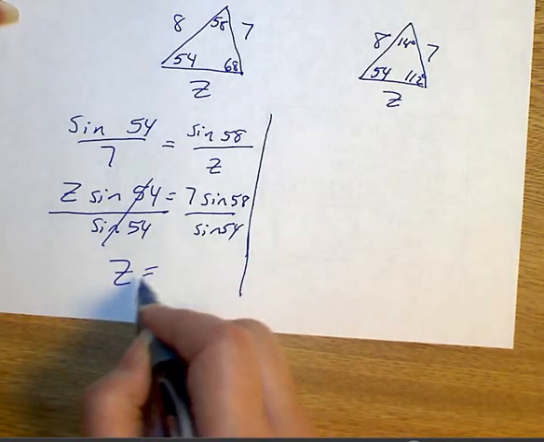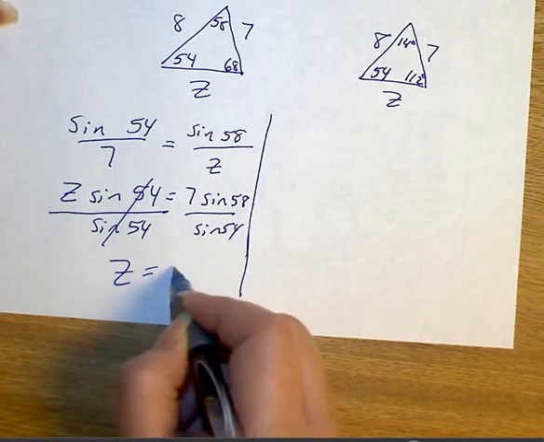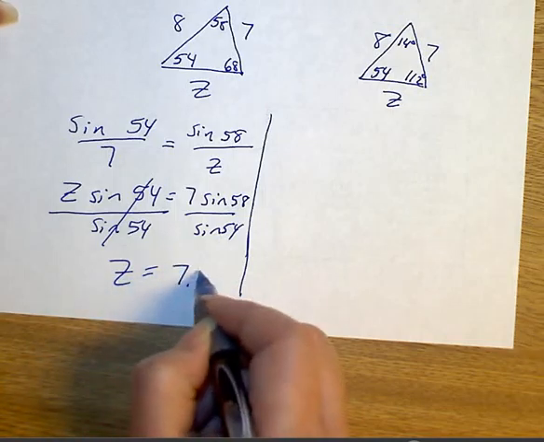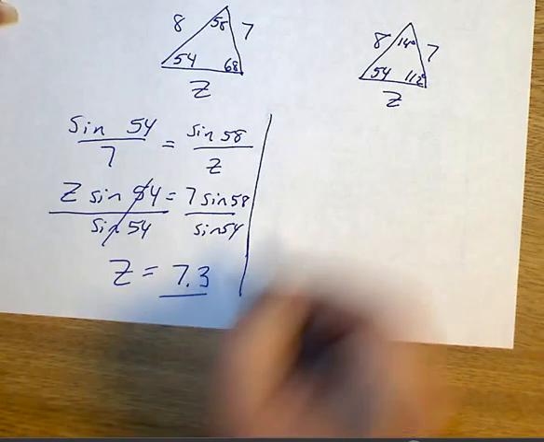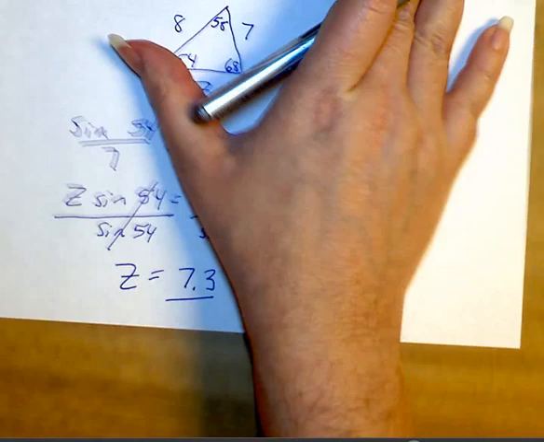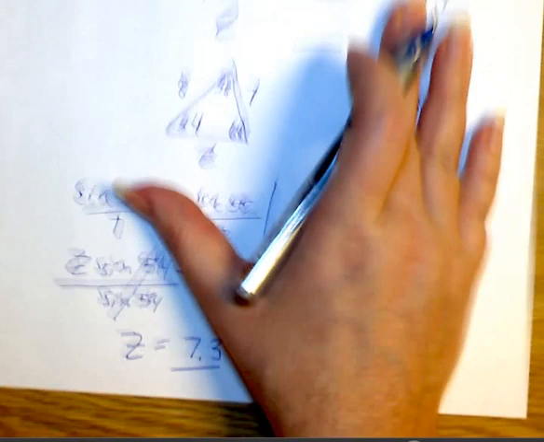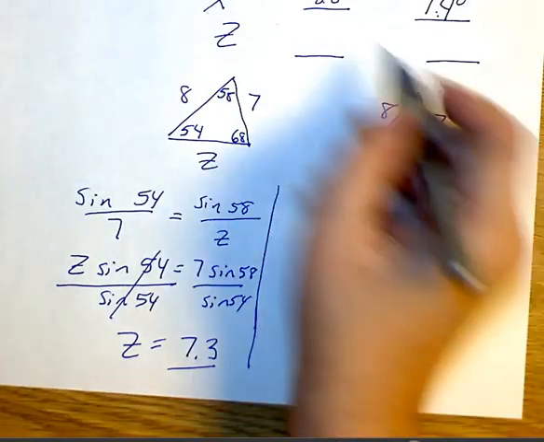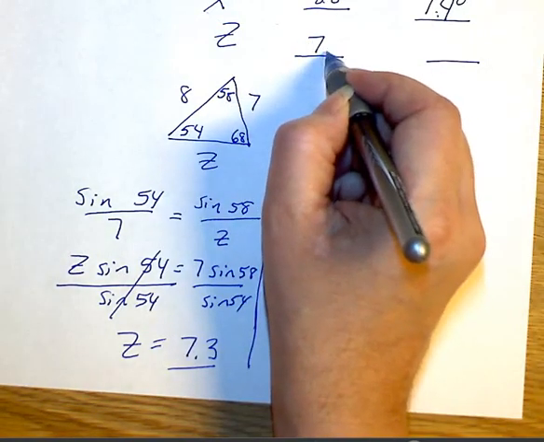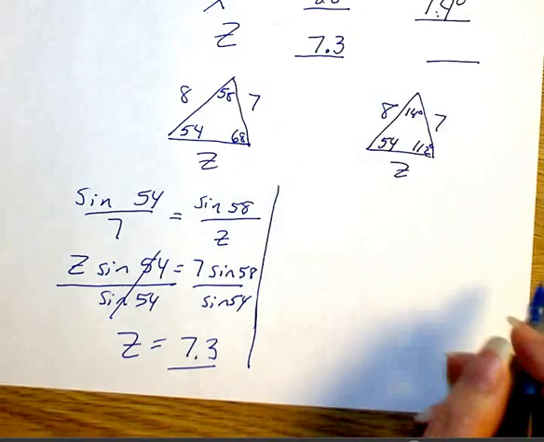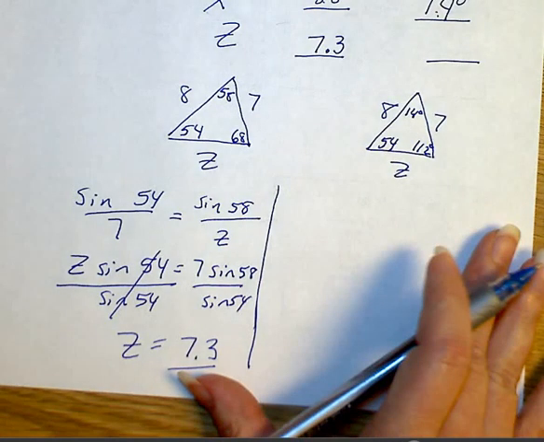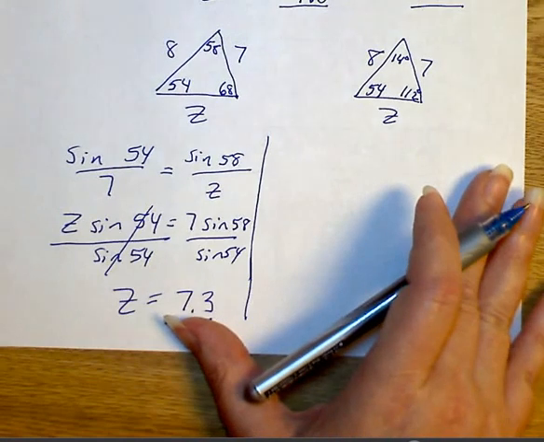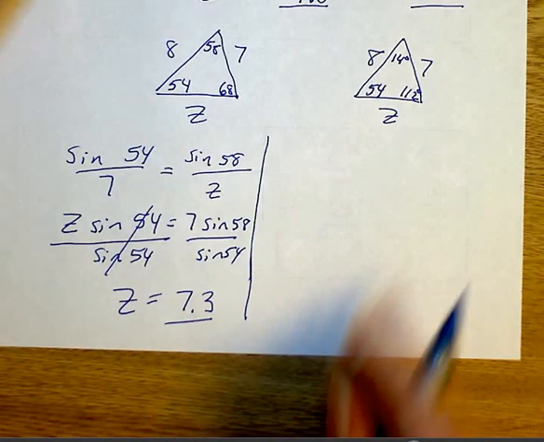So z is equal to 7.3. So when you come back up here, I want you to put your 7.3 to finish out your triangle. Did you guys have a question? Or you got it?